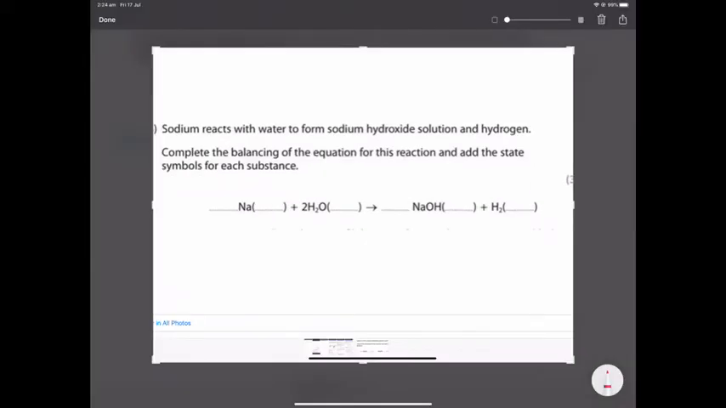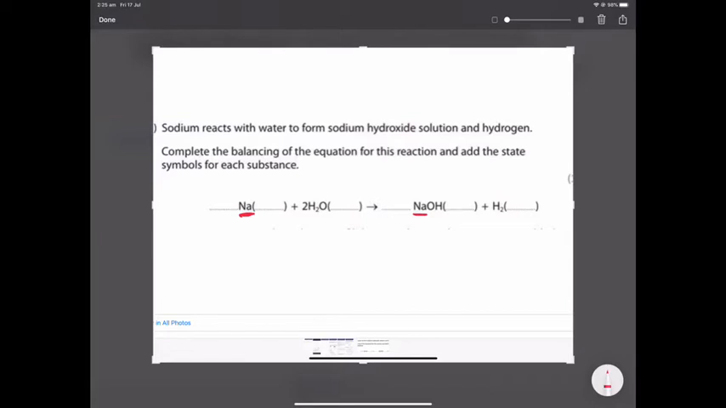And remember, balancing equations is based on the principle that you have to have the same amount of each substance, so the same number of each atom on both sides of the equation, in order to correspond to the law of conservation of matter. So let's start with sodium, because it's the first one. We've got one sodium on the left hand side, and one sodium on the right hand side. So at the moment they're balanced.